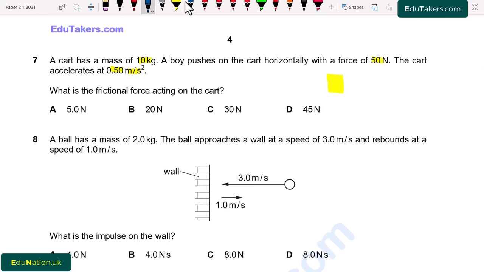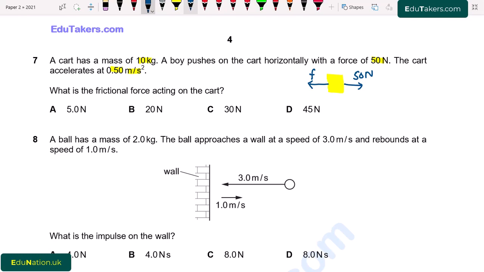And the boy pushes the cart horizontally with a force of 50 Newton. We have to find out the frictional force. The frictional force will be acting in the opposite direction. I represent it with small f. We have to find out the magnitude of the frictional force.